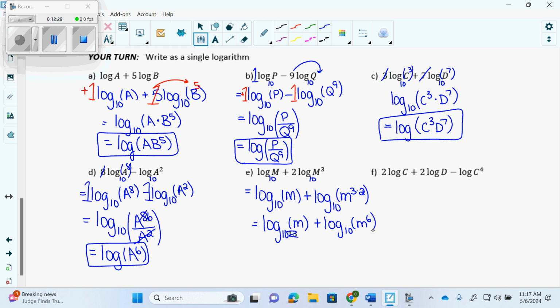See how they joined? Now they both have plus 1s in front, correct? So they're going to join by multiplication. So I'm going to get log base 10 of m to the 1, technically, times m to the 6. What do I do when I have 2 of the same bases? What do I do with those exponents? Add. Do I have to write the base 10 in the very end? No. So I can go log m to the 7. Okay?